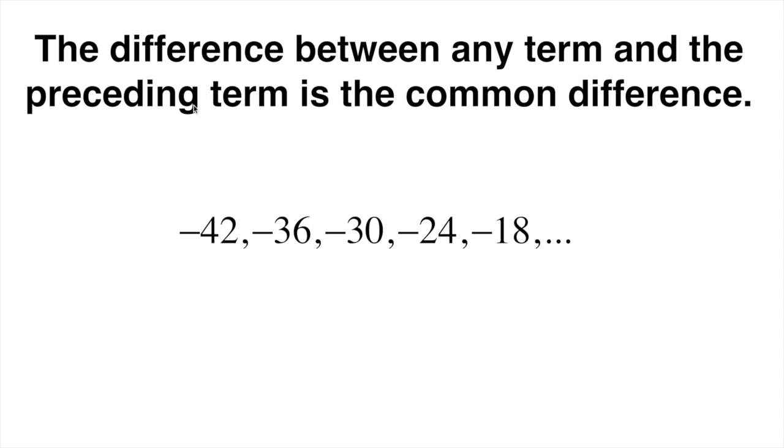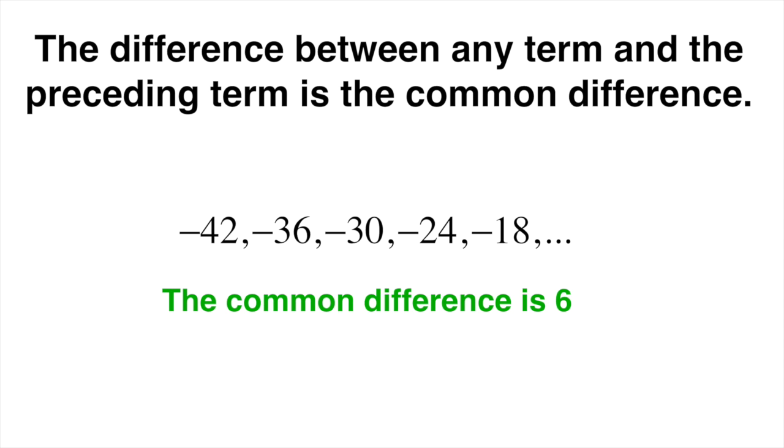Okay, now it's kind of fancy, but let's talk about this. Let's see, between negative 42 and negative 36, there are 6 units here. So between these two, there are 6. If we have that same amount all the way through, then this one is an arithmetic sequence. So let's look. The difference between negative 36 and negative 30 is 6. And same thing between negative 30, negative 24 is 6, and negative 24 and negative 18 is 6. So the common difference here is 6.